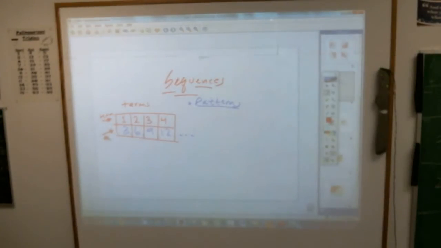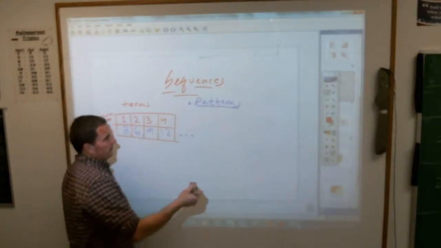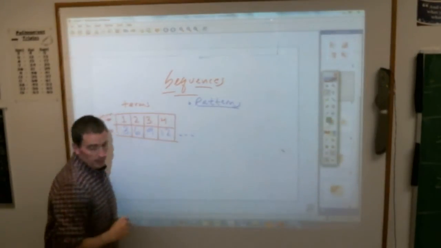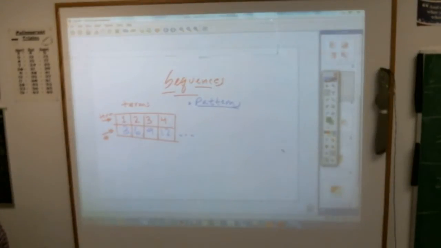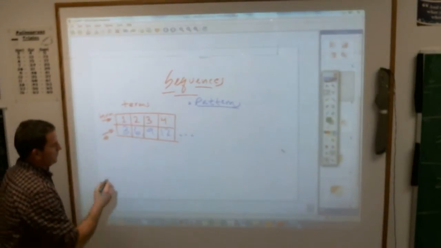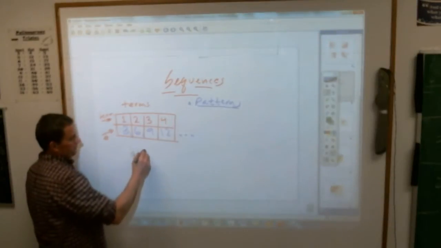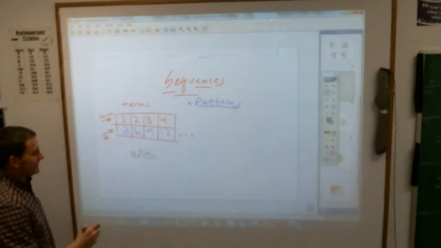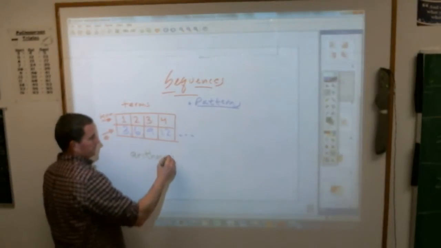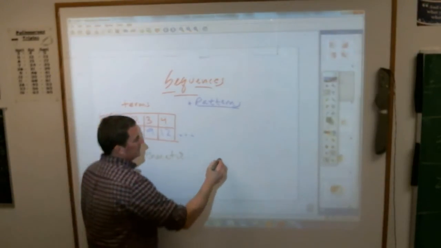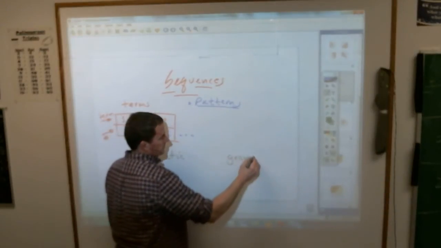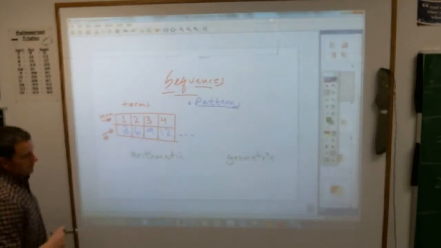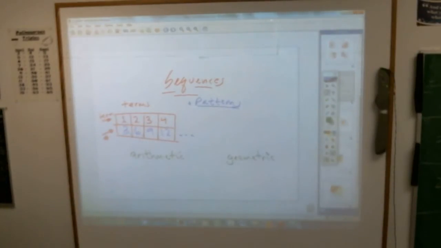Along with that, there are 2 types of sequences that the book will talk about. One of them is arithmetic. There's an arithmetic sequence, and there is a geometric type of sequence.